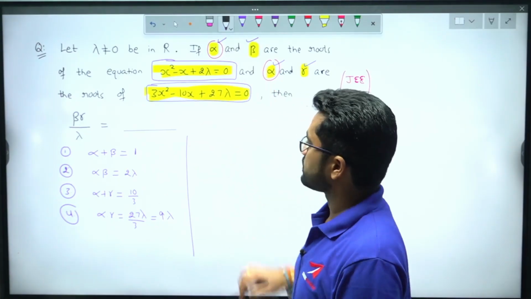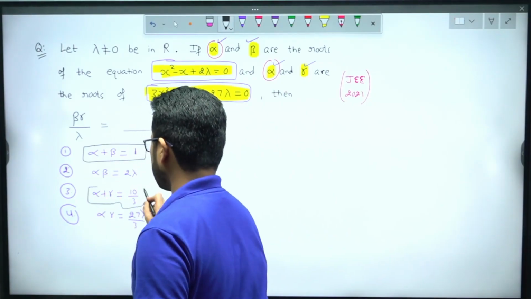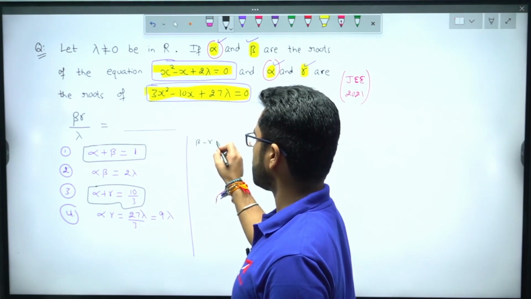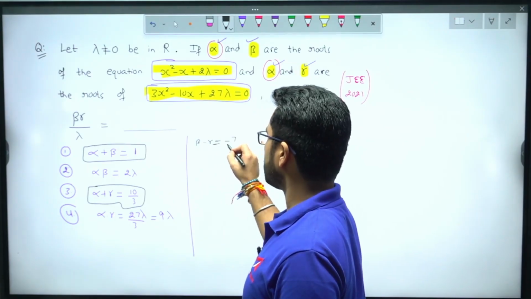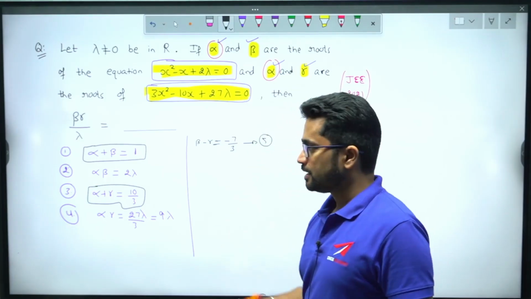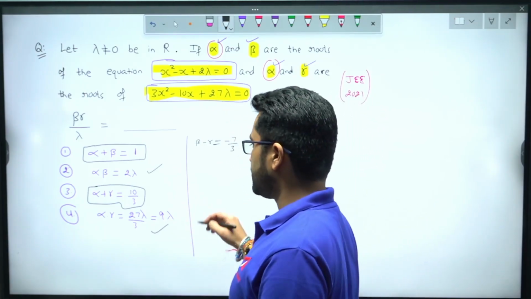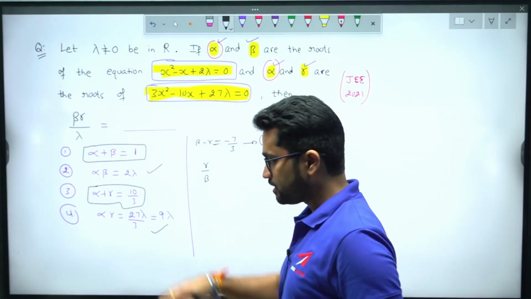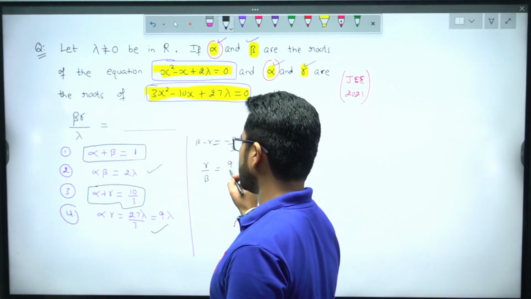So what is the process? Let's see. First equation and third equation: if I subtract them, beta minus gamma is 1 minus 10 by 3, which comes out to be minus 7 by 3. Let me label this as equation number 5. Second and fourth, if I divide them, fourth by second, gamma by beta comes out to be 9 by 2.